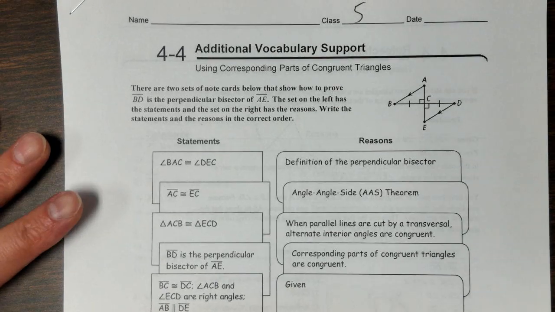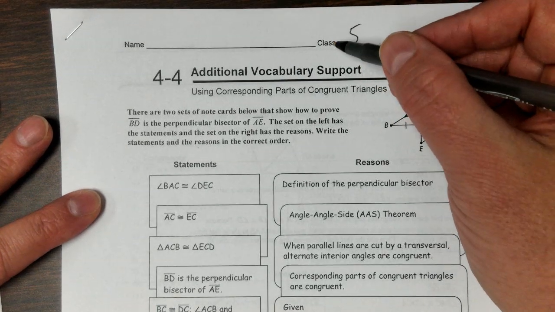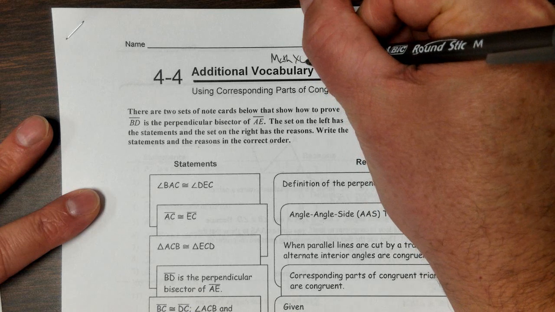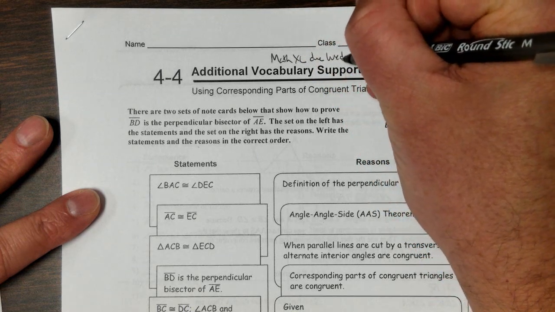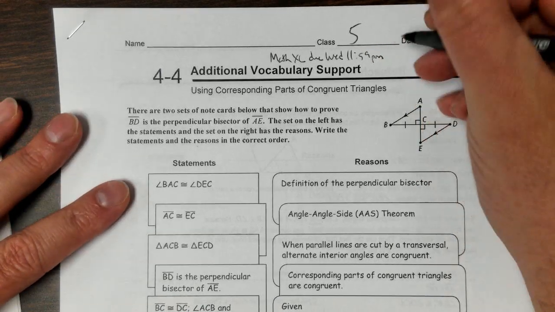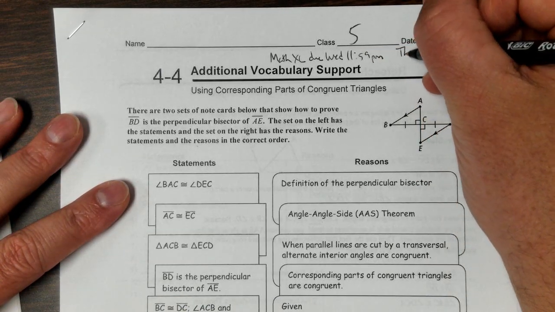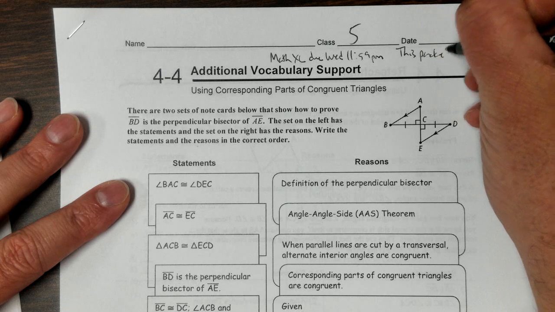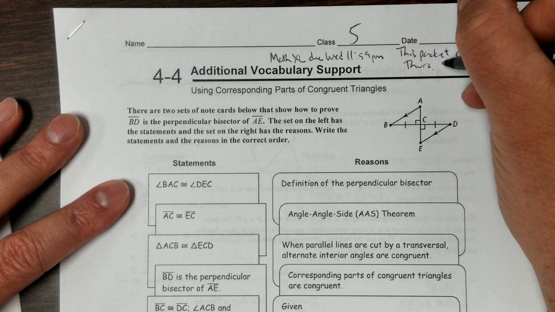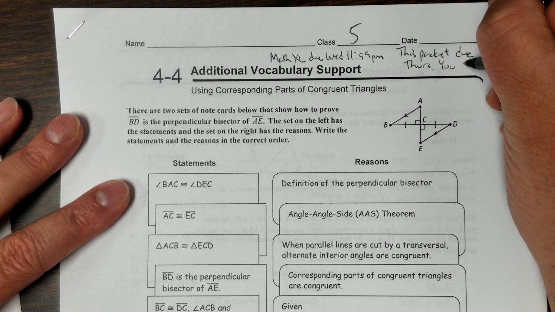Okay, so make sure you put your class period, and there's a Math Excel due Wednesday, 11:59 p.m. And this packet is due Thursday. You will need to finish it.